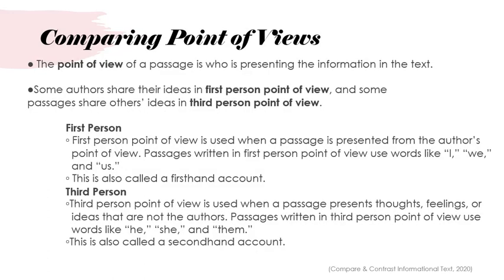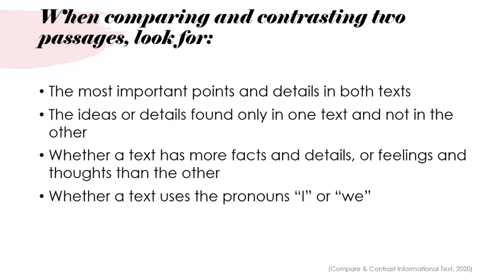When we're comparing our information, we need to look at the point of view of a passage. Typically, it's going to be first person and third person. First person point of view is a first-hand account. You're going to see pronouns like I, we, and us. Third person is a second-hand account, and you will see pronouns such as he, she, and them.